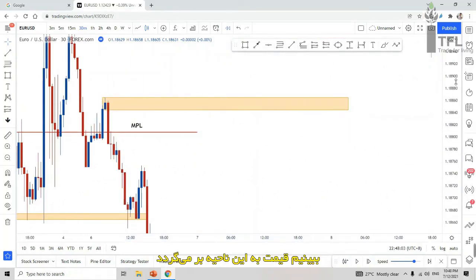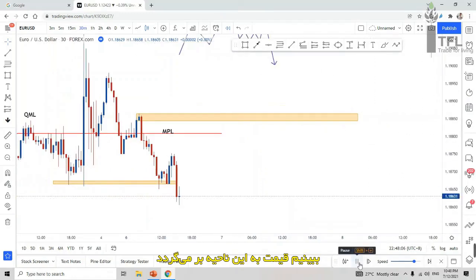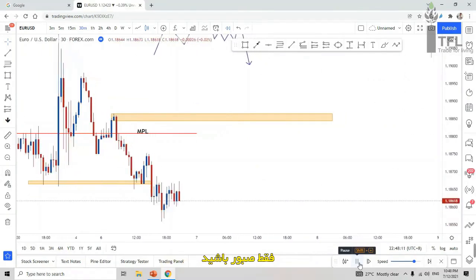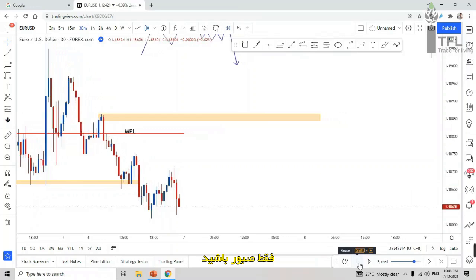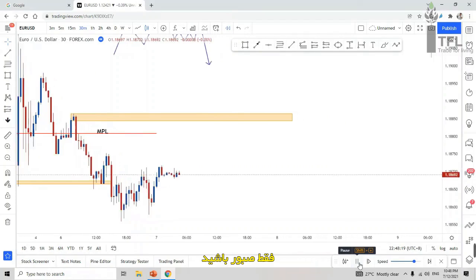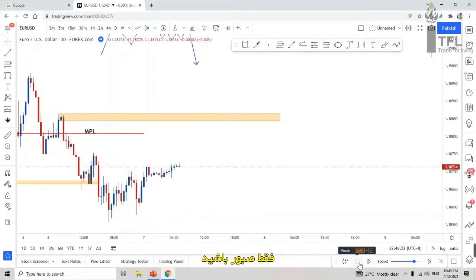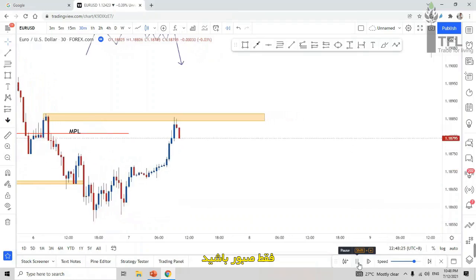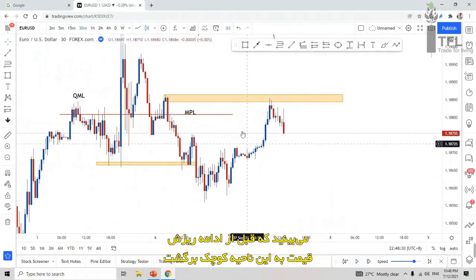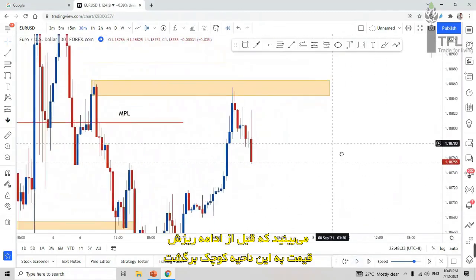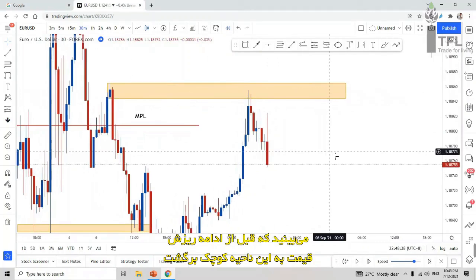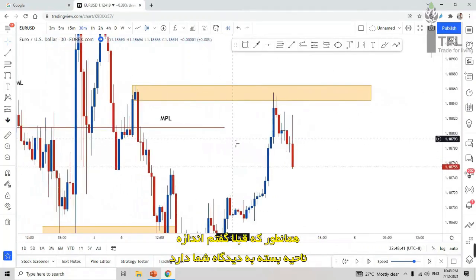So what happened? Let's see. Does it come back to this area? Just wait patiently. So nicely done. You can see that the price came into this small little zone before it continued going down.